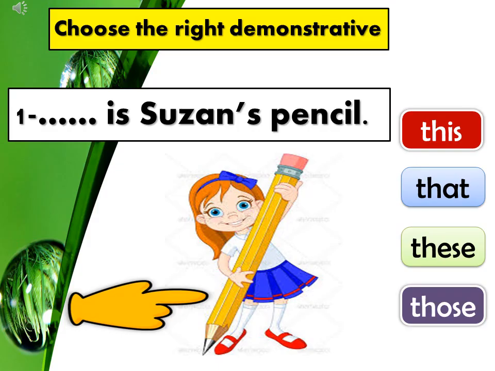Now let's move to the practice side, okay? So choose the right demonstrative. So we have here this, that, these, those. Number 1: blank is Susan's pencil. So here look, it's singular. So is the pencil near or far? So it looks near, يعني قريب منها. دوك واش نستعملو this. This is Susan's pencil.